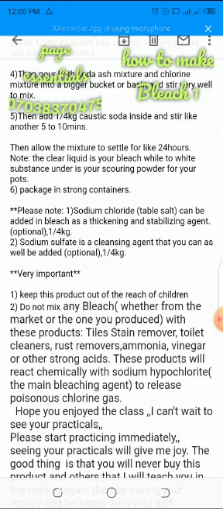It's a cleansing agent that you can add to your bleach. It's also optional. Like 1/4 kg is good for 20 liters. If you're making 10 liters, 1/8 kg is good.